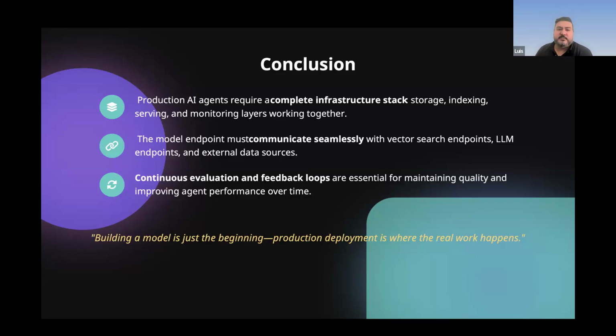So, conclusion: production AI agents require a complete infrastructure. For example, storing, indexing, serving, and model layers that all work together. The model endpoint must communicate seamlessly with your vector search endpoints, your LLM endpoints, and if you have any external data sources, you need a great serving layer. And you need continuous evaluations and feedback loops, which are essential for maintaining quality and improving the agent's performance over time. Building a model is just the beginning. Production deployment is where the real work happens, and this is where you need to build a committee afterwards.